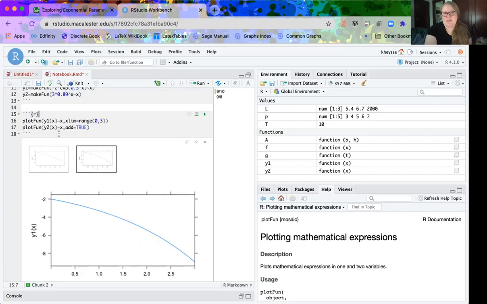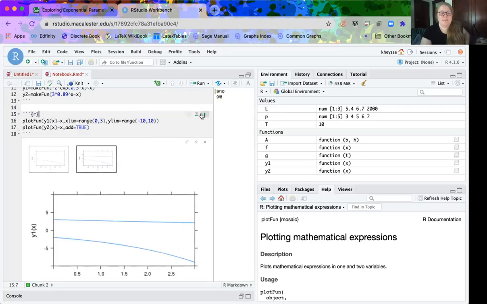But I don't see both. It's probably because we need to change our y-lim. Maybe I'll do -10 to 10. Go ahead and run that. And we see something here. We do have two plots and they look a little bit different, and it depends on what those numbers are in terms of what the shape ends up being, which we'll explore a little bit more in general.